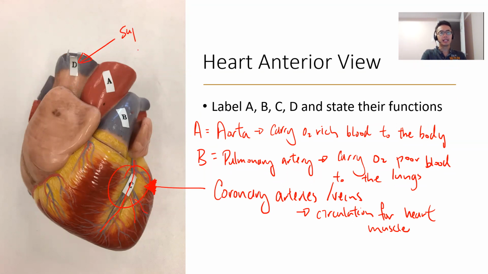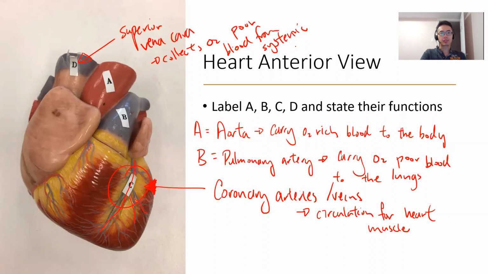D here is the superior vena cava. Superior vena cava collects O2-poor blood from systemic circulation, specifically from the top one third of the body, right? So that is that. Stop me if I'm going too fast or if you need clarifications.